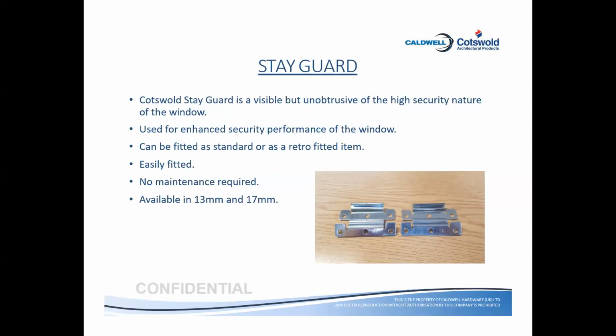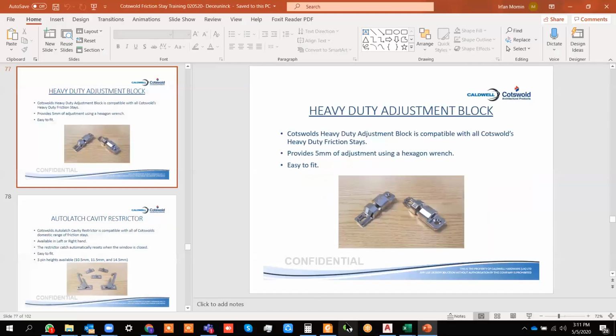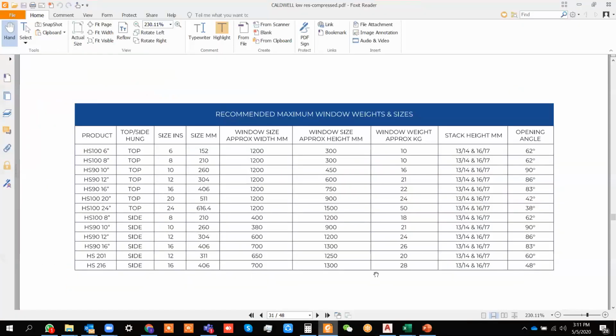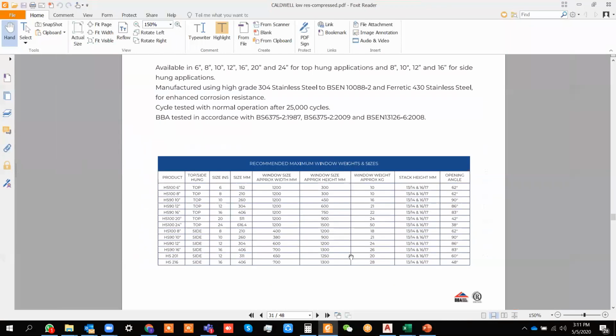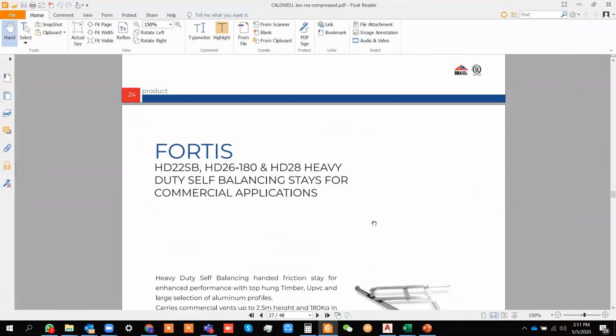These are stay guards, specially used in UPVC windows where 13 or 17 stack height is there. These are adjustment blocks. This is a very important article. In fact, I would like to explain it at a little length, as you can see in the figure which is going to come on your screen now.